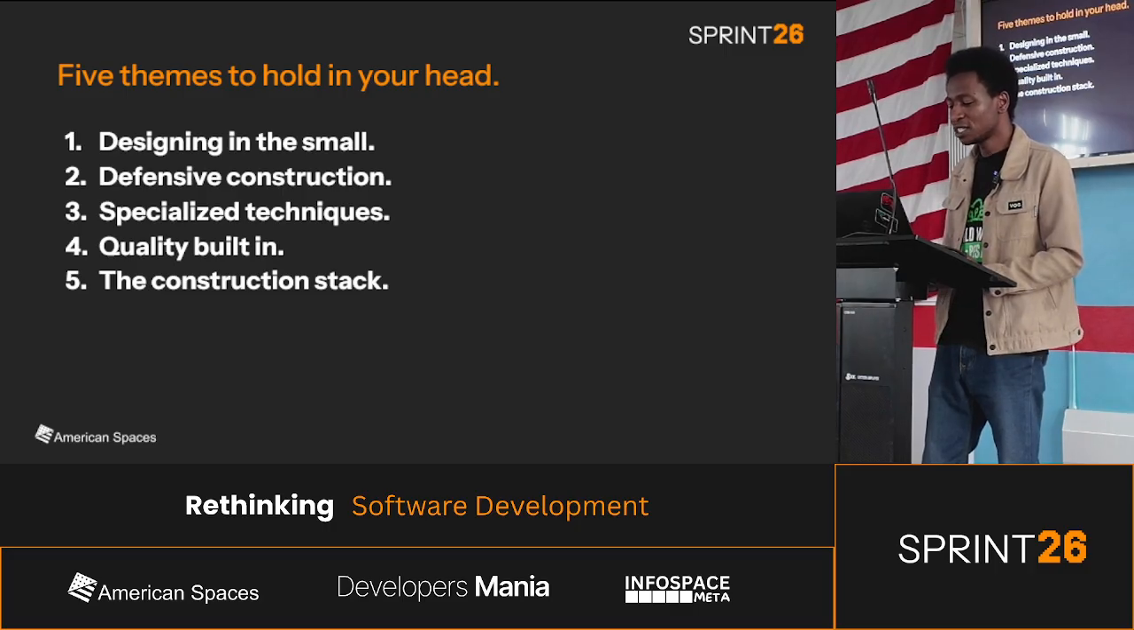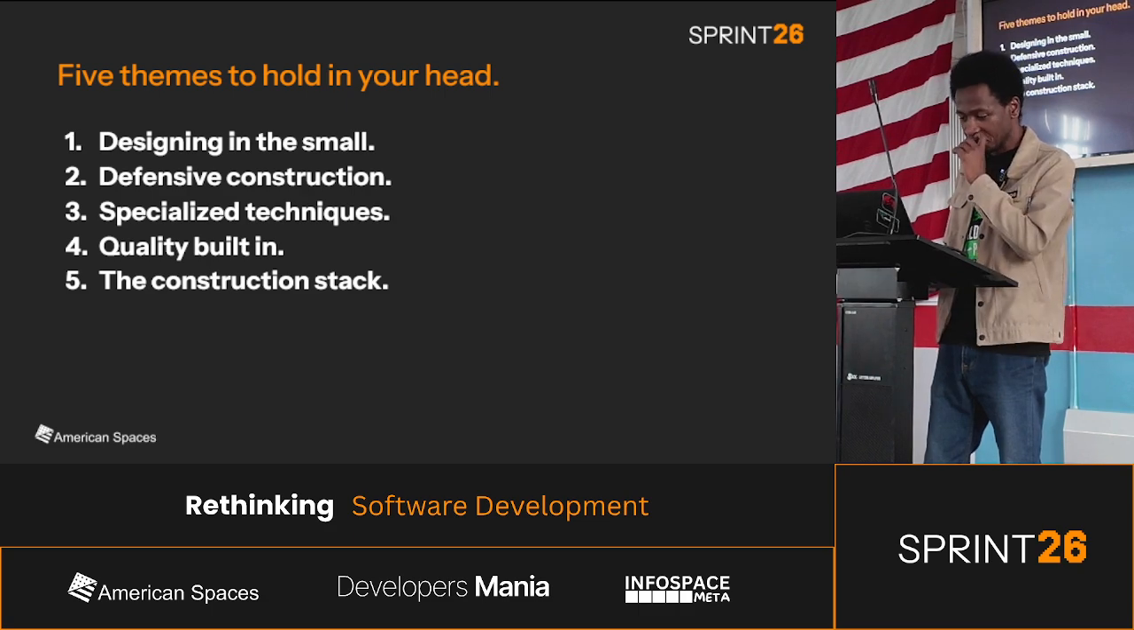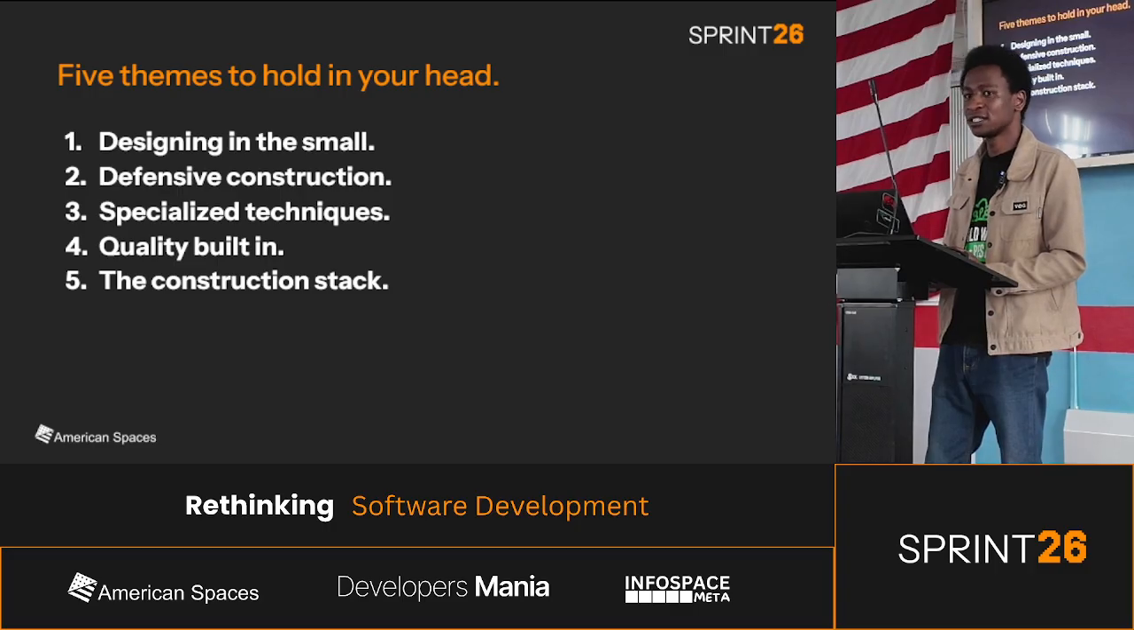So 3, specialized techniques: state machines, table-driven code, grammar-based input, concurrency, middleware, distributed and cloud-based construction. Each one is a tool you reach for when the problem shape demands it. So some things need specialized techniques.